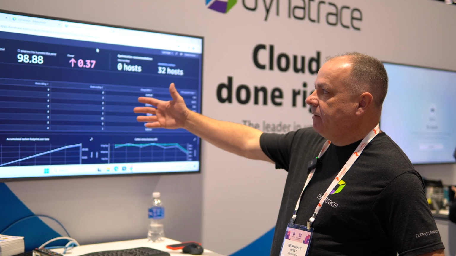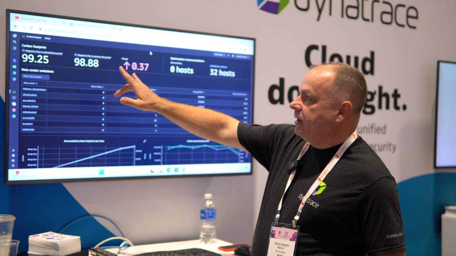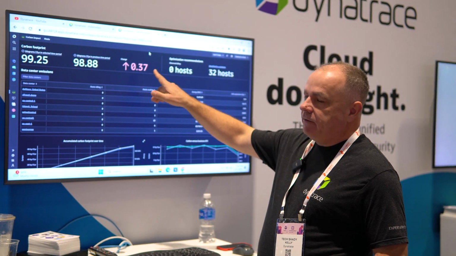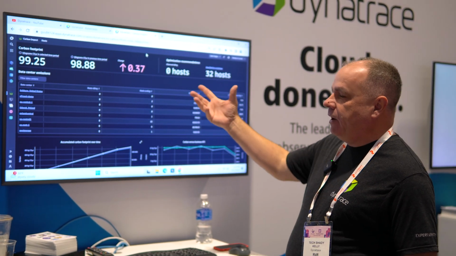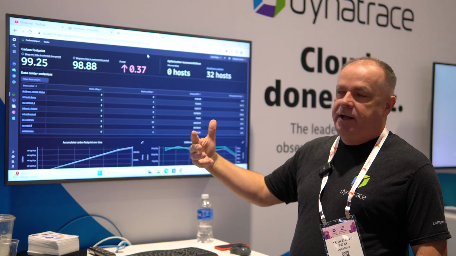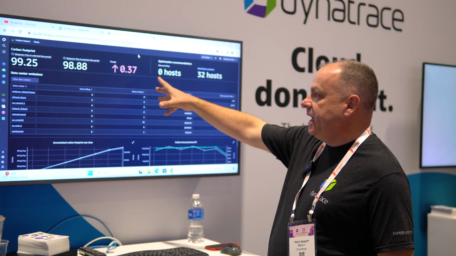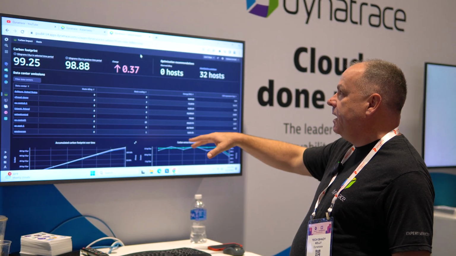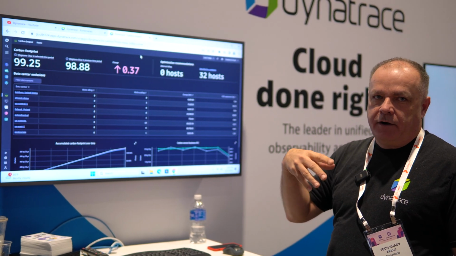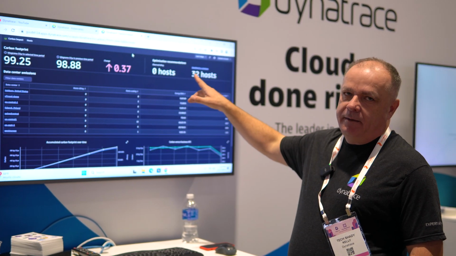As you can see here, we can now start to measure your total carbon footprint in kilograms. That shows up here. We also track the change. So I can see that we actually have increased our carbon footprint by 0.37% over the time frame that we're looking at. Up at the top right-hand corner, very important, is our optimization recommendations.